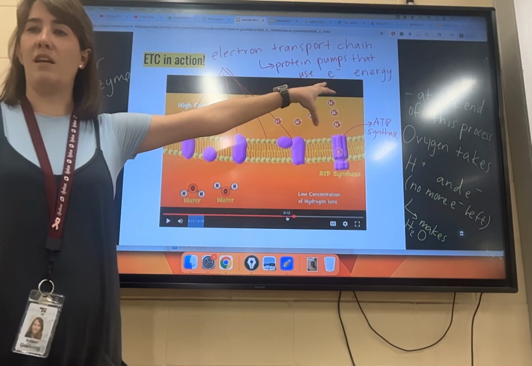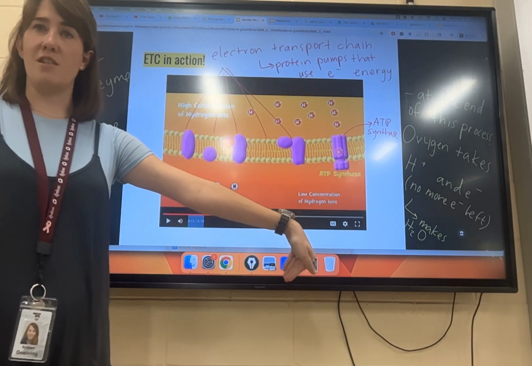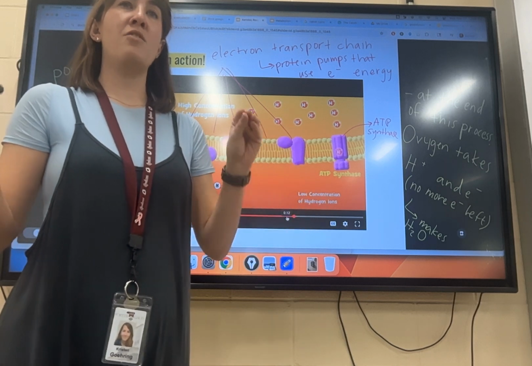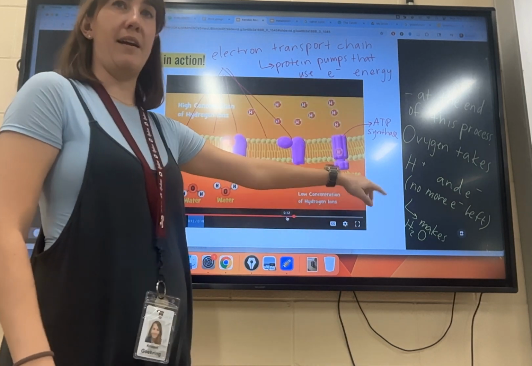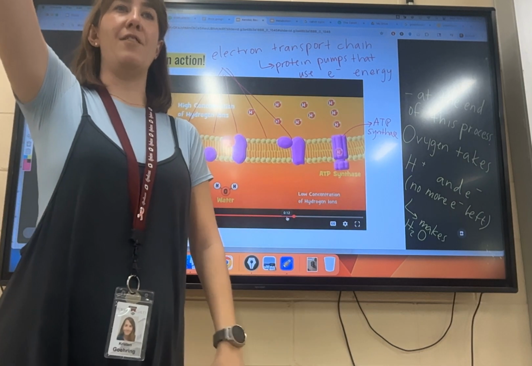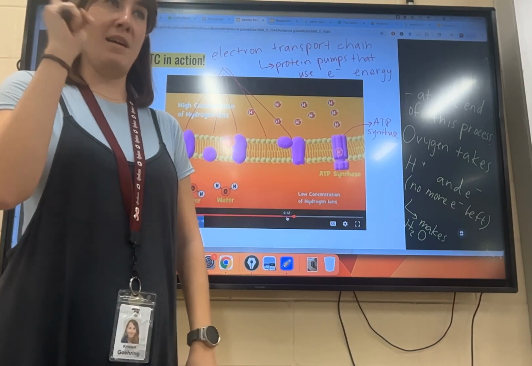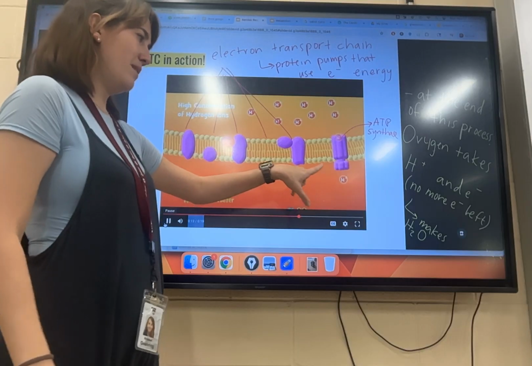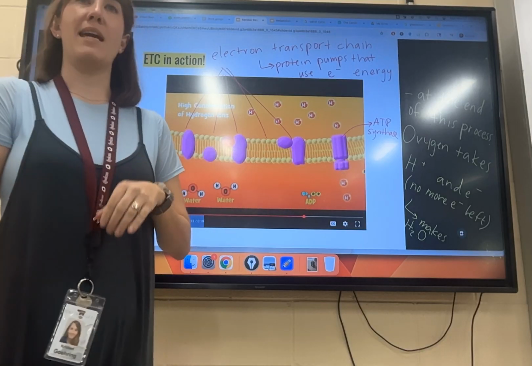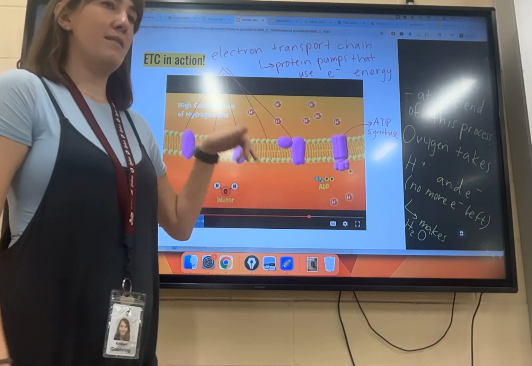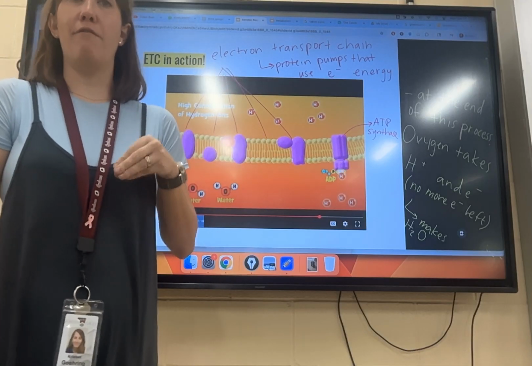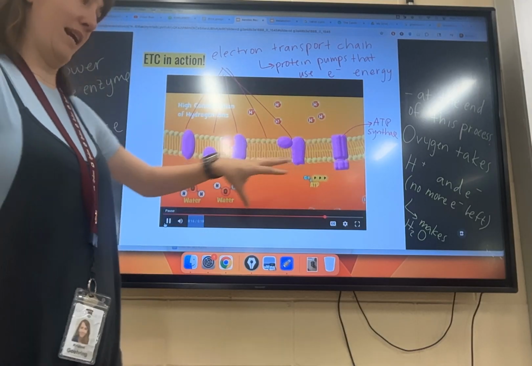Hydrogen does not want to stay here. It wants to go from high to low concentration. The only way to do this is through this guy, ATP synthase. The hydrogen goes through, it spins like a generator, and puts together ADP and phosphate to make ATP. This makes 32 ATP. That is a lot more than 4. This is where all of the money gets made.